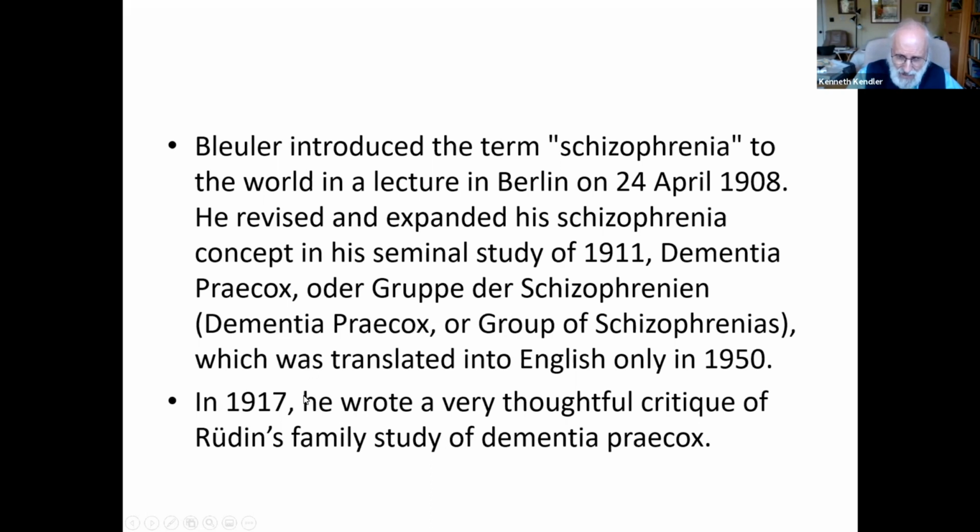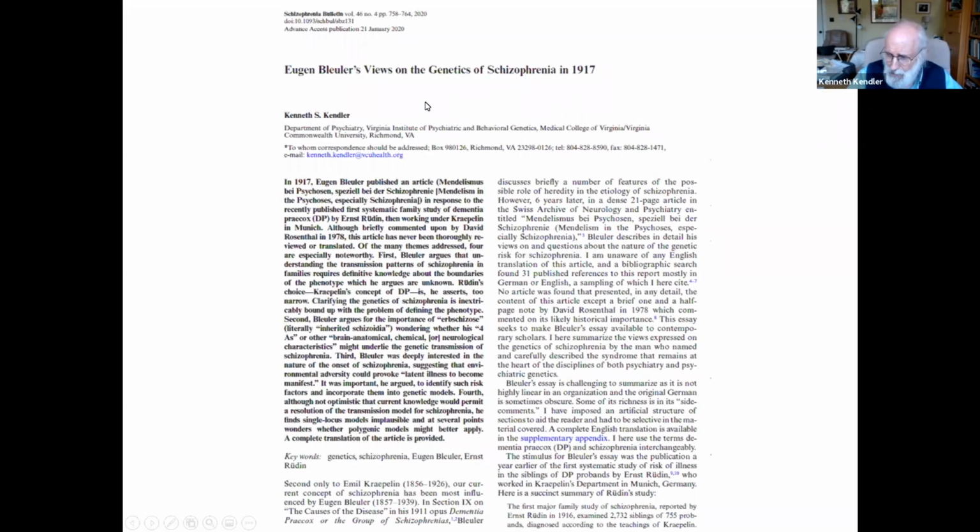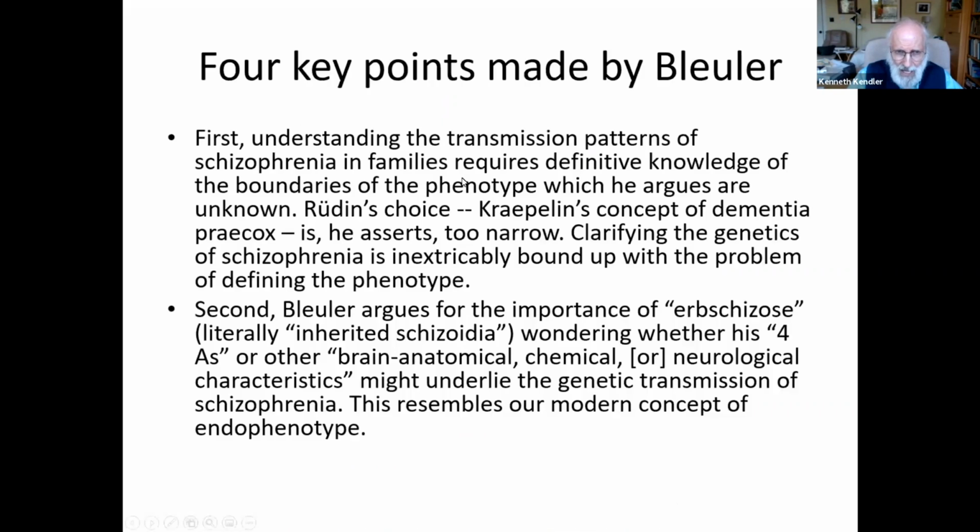But in 1917, that is only a few years after the monograph published by Ernst Rudin, Bleuler wrote a very thoughtful critique of Rudin's family study of dementia praecox, and it's here that I want to add. This is the German version of this. And this has now been published in Schizophrenia Bulletin, which represents a detailed review of Bleuler's comment on Rudin. And like the other works that I've been doing here in the appendix, along with Astrid Klee, we publish a full English translation of Bleuler's comments. I want to review here the 4 key points made by Bleuler, again, working at a time very, very different from our own.